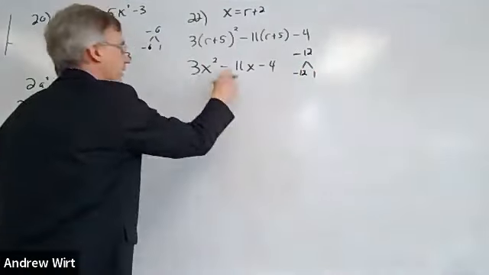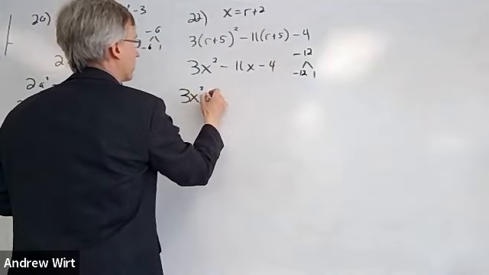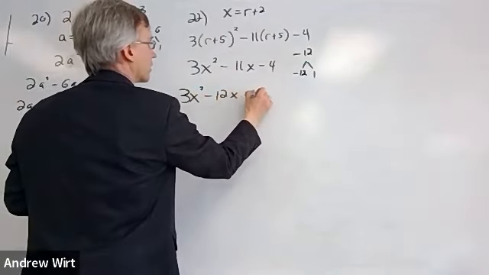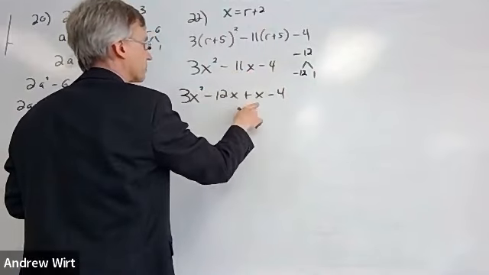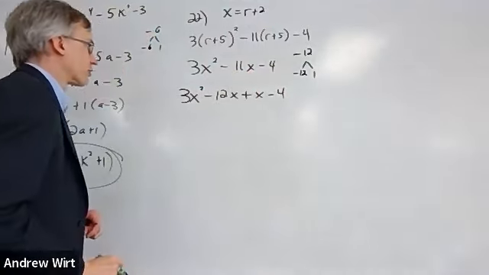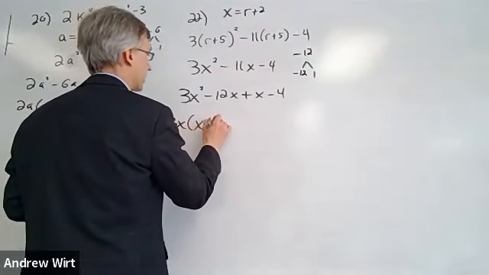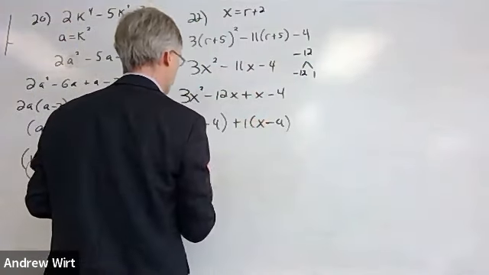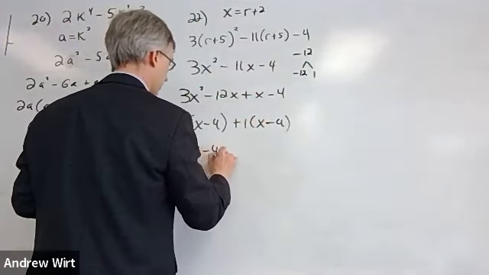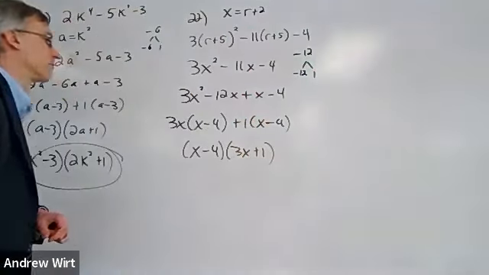Negative 12 and 1, I'll think about that at 11. Okay, so now we can break up negative 11x into negative 12x plus x. Now we've got a 4-term trinomial we can factor. So I'm going to factor out a 3x here and get x minus 4 plus 1 times x minus 4. That gives us x minus 4 times 3x plus 1.